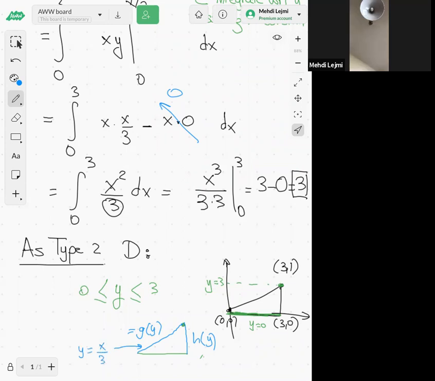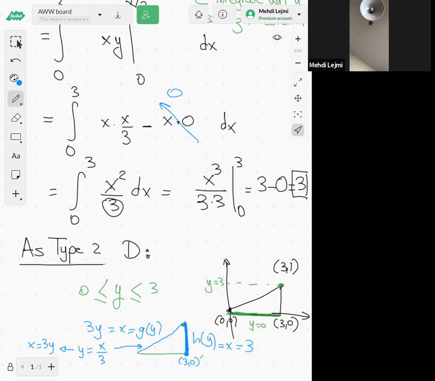But now we are looking for a function of y, right? So we have to solve for x. So x is 3 times y, right? So here it's 3 times y. And here h of y, this is just your x. And here the equation of this vertical line is x equal to 3, right? This is the point 3, 0. So the equation of this line is just x equal to 3, right?